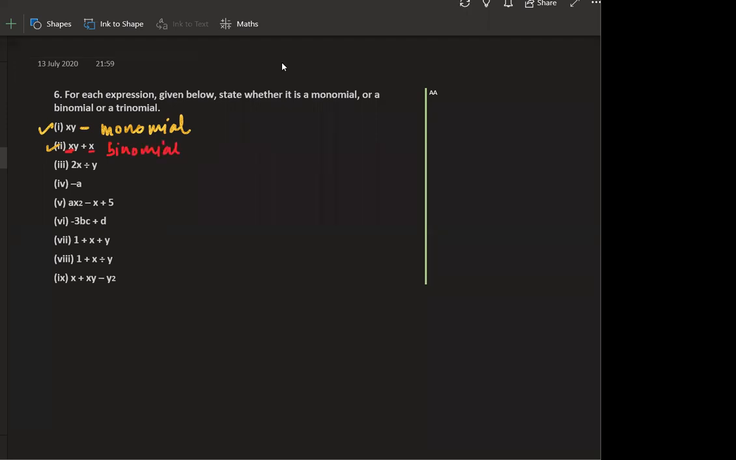Now let's talk about the third one, 2x divided by y. This is one term, so hence it is monomial. Next, fourth, minus a. Minus a has only one term, so this is monomial.